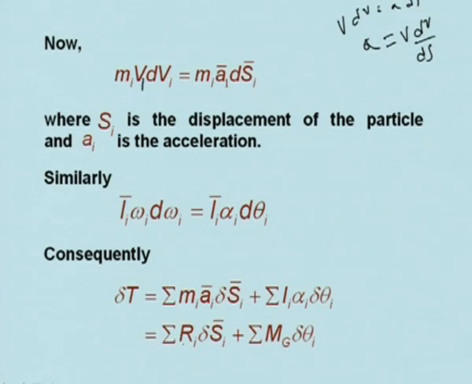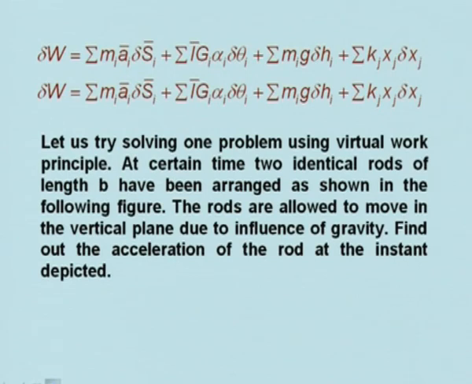Now, m_i a_i is basically R_i on that, and this is delta s_i, and I alpha_i is basically M_G and delta theta_i, for that M_Gi maybe we can say. So, delta W comes out to be sigma m_i a_i delta s_i plus sigma I_Gi, this is I with respect to G, okay, this is subscript Gi, and alpha_i delta theta_i, plus if we consider m_i g delta h_i, virtual change in the height, and sigma K_j x_j delta x_j. K is the spring constant, x_j is the displacement, and like that.